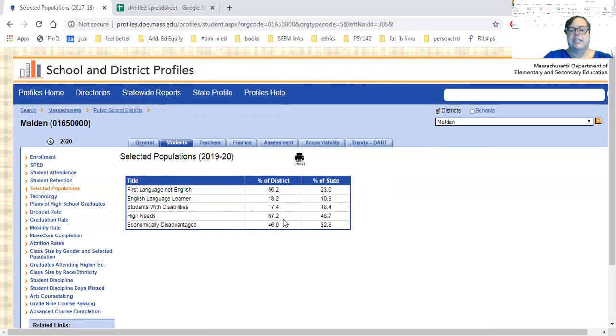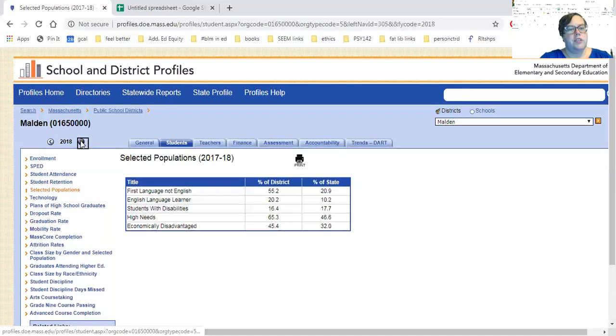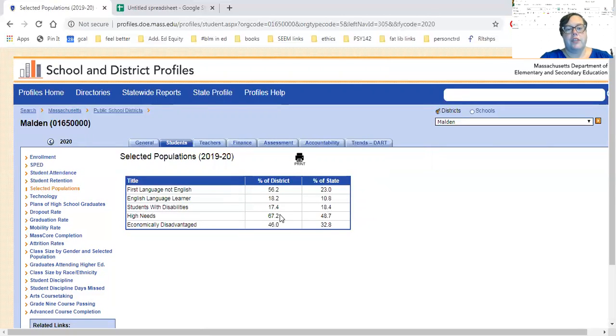So what we see is that 67%, so just over 2/3 of students in Malden Public Schools are English learners, students with disabilities, or economically disadvantaged. So that's a fact for us moving forward. And again, I'm just going to move one set of 5 years back on this. So here in 2014, 60.4% of students were high needs. And I just want to look quickly. So the state, 42.2. So that's higher than the state in general. But I forgot to look at the state in 2020. So now it's 48.7. So Malden's increase and the state's increase have been really similar around high needs populations.